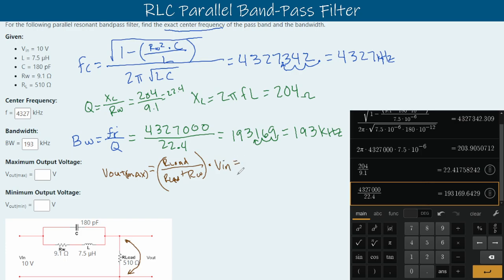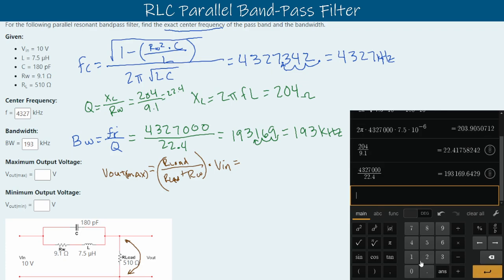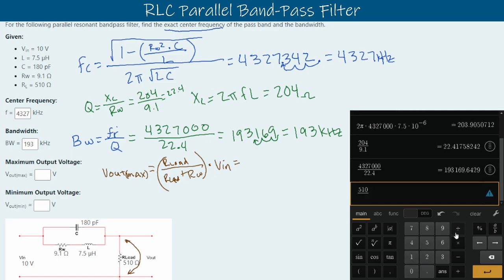Right, so this will be the maximum output that we can have, when L and C are completely canceling each other out and all we're left with are linear components. We'll set that out. So our load resistor is 510, and that's on top of our voltage divider, divided by our 510 plus our winding resistance of 9.1. That whole thing gets multiplied by our input voltage of 10. So 9.82 is going to be the maximum voltage when everything is completely linear. 9.82 volts. And so that's our first answer there, 9.82.